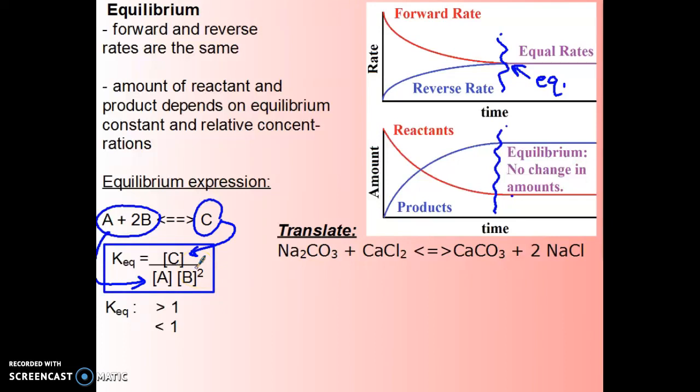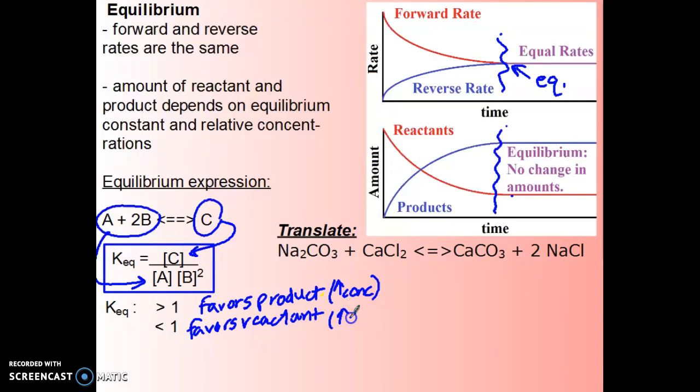Now, if our equilibrium constant is greater than 1, that means that in order for this fraction to give you a number greater than 1, the stuff on the top has to be bigger than the stuff on the bottom. So that means the reaction favors products. There's a higher concentration of product than there is of reactant. Okay? Alright, so then if the equilibrium constant is less than 1, that means that the number on the top is smaller than the number on the bottom. And that means that your reaction favors reactants. So you would have a higher concentration of reactants.